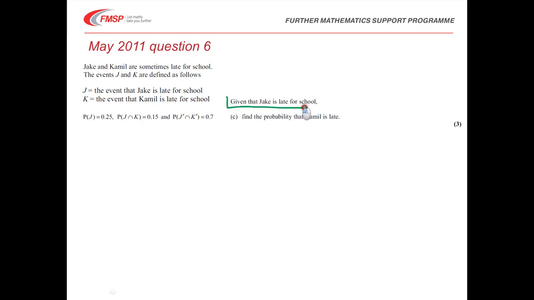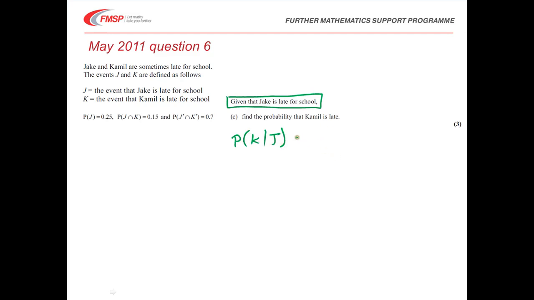So, given that Jake is late for school, find the probability that Camille is late. So, this is a pretty standard question. I'm going to do it without a Venn diagram. So, we're looking for the probability that Camille is late given that Jake is late. So, please make sure that you're using the letters K and J and you're not using the letters A and B.